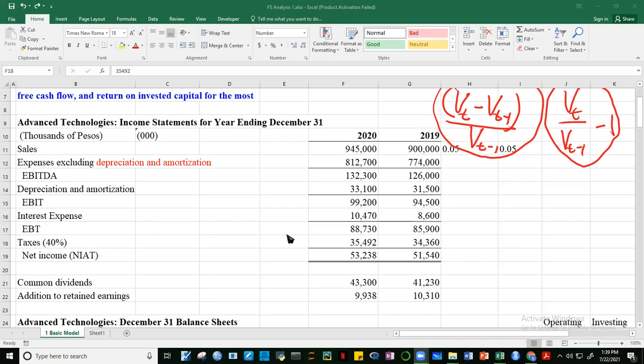So it's 88,730, your earnings before tax, multiplied by the tax rate of 0.4. So that's 35,492. That's where we got 35,492. Okay? And then after tax, once we subtract tax, you get now your NIAT, net income after tax, or EAT, earnings after tax. Okay, so that's 53,238.